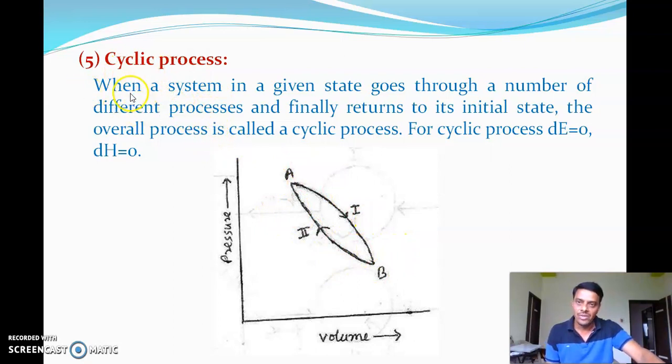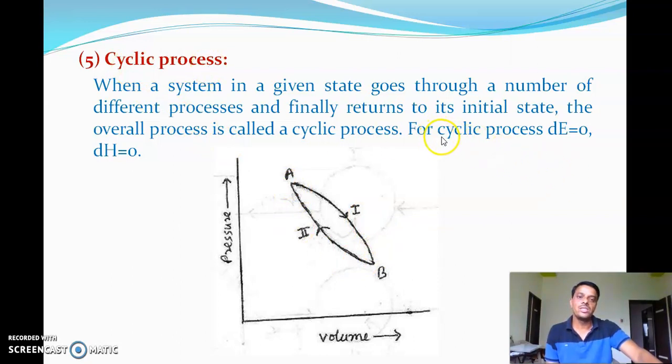Let us try to read the definition. When a system in a given state goes through a number of different processes and finally returns to its initial state, the overall process is called a cyclic process. Means the system is in a particular state which converts into another state, goes through a number of steps and processes and comes back to its original state, that is the initial state. That is why it completes one whole cycle and is said to be a cyclic process.